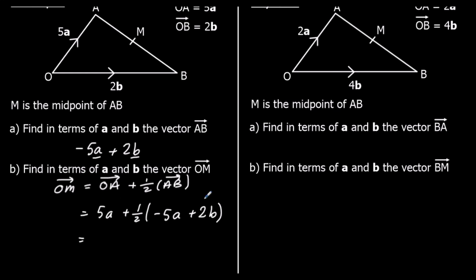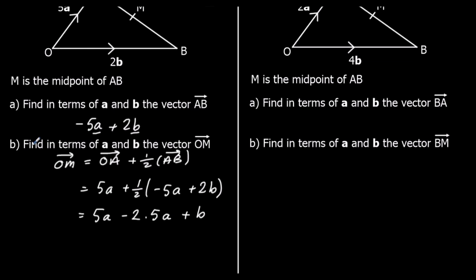So I'm going to expand this bracket. I'm going to get rid of my half. So half of negative 5a is negative 2.5a, or 5 over 2. I'll put negative 2.5a, and half of 2b is b. And then I can collect my like terms. I've got 5a, take away 2.5a. 5 take away 2.5 is 2.5. So I've got 2.5a plus b. And that's my answer.